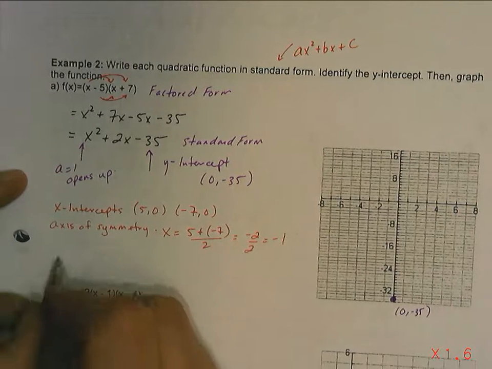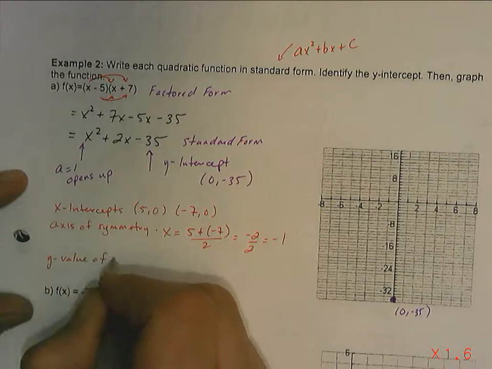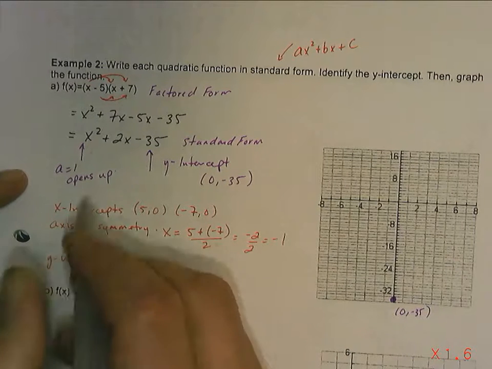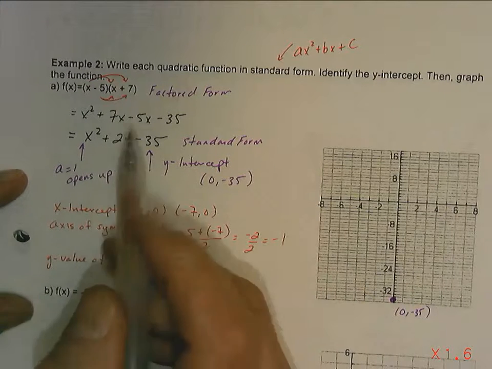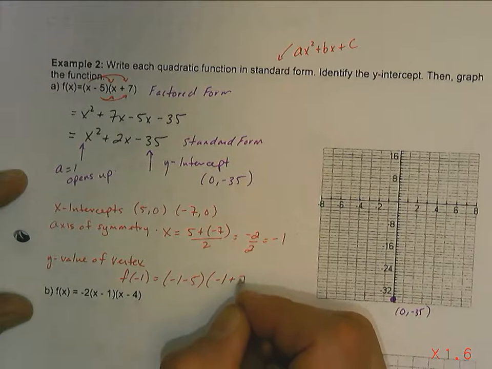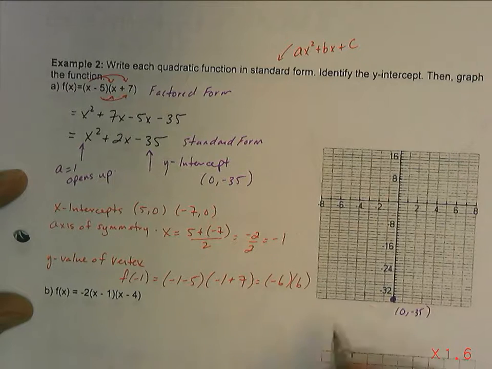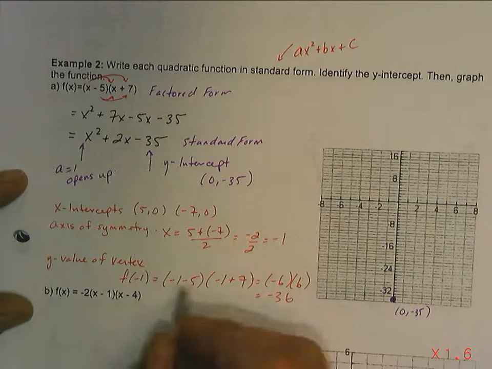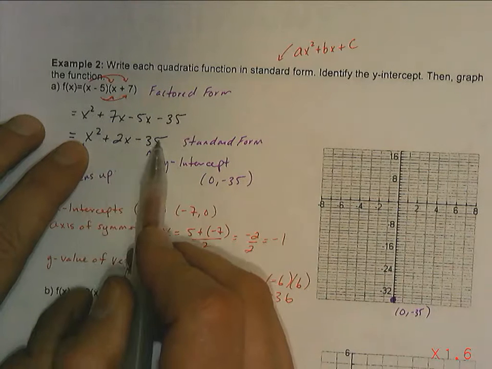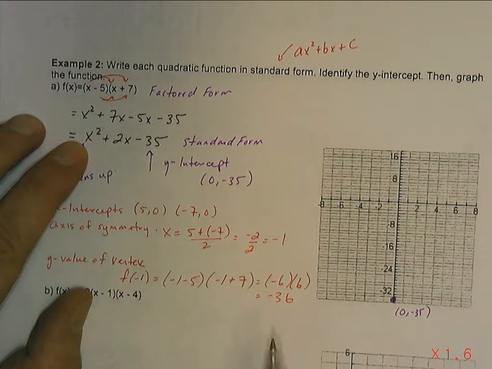And if I want to know the y value of the vertex, what I do is I plug this value in. Now I can either plug it in up here or I can plug it in here. Both will be fine. If I put it in the factored form, we come up with negative 6 times 6, which is negative 36. And notice that if we were to put it in here, we'd get negative 1 squared, which is 1, take away 2, which is negative 1, and negative 1 and negative 35 is negative 36.